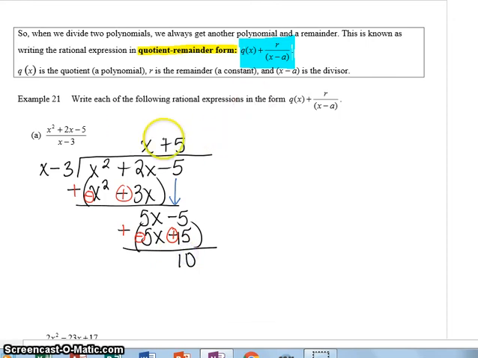All right, so ready? My answer. This is my q of x right there. This is my remainder, and then that's what it's being divided by. So I have x plus 5 plus remainder of 10 that was originally divided by x minus 3.